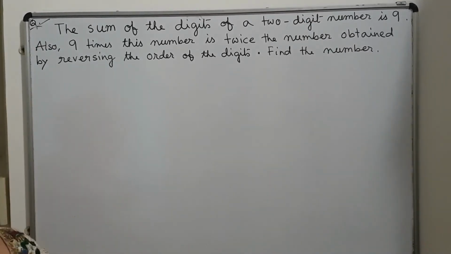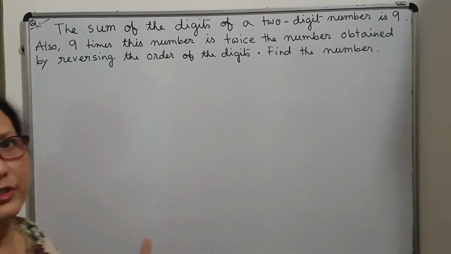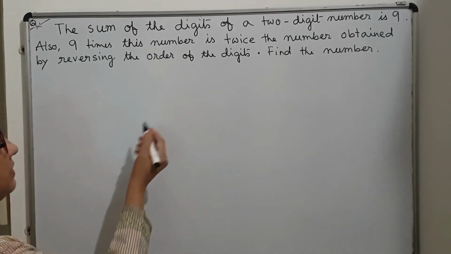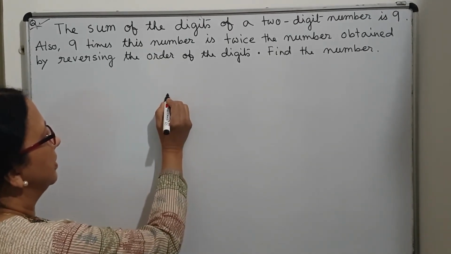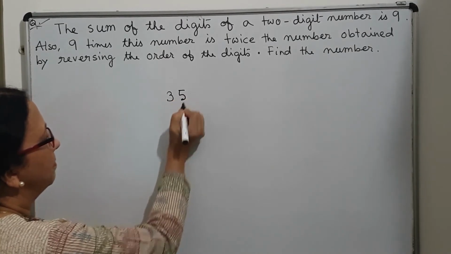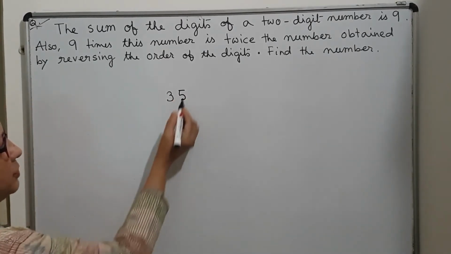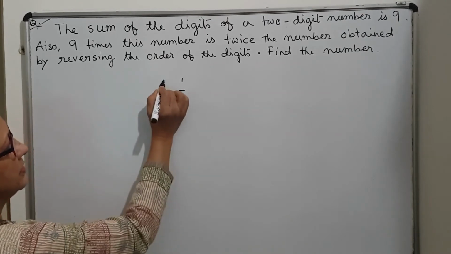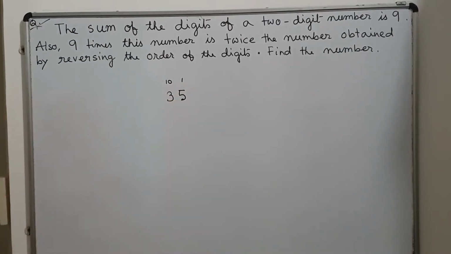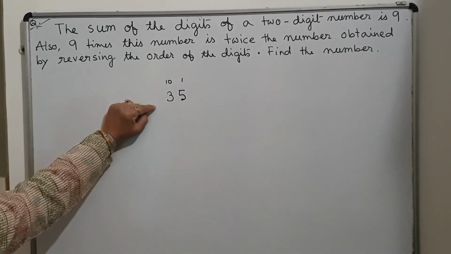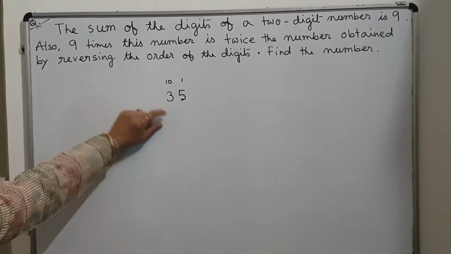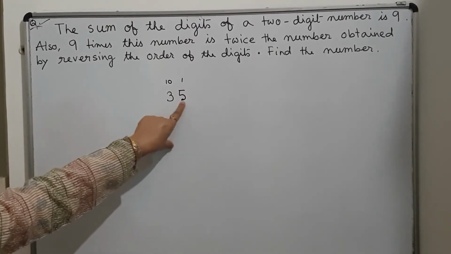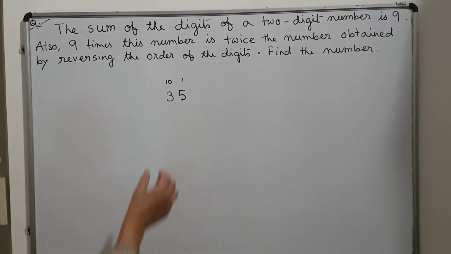That is the question. Now a 2-digit number, suppose let me take any 2-digit number, say 35. So in this 2-digit number, this is the unit place and this is the 10th place. So these are known as place values. If you recall, you have learned this in our classes. And 5 and 3, these are the face values. So how do you get the value actually?